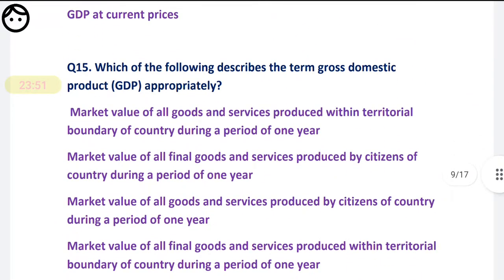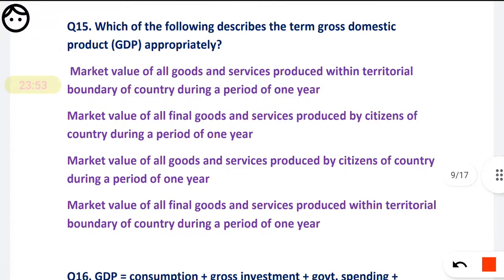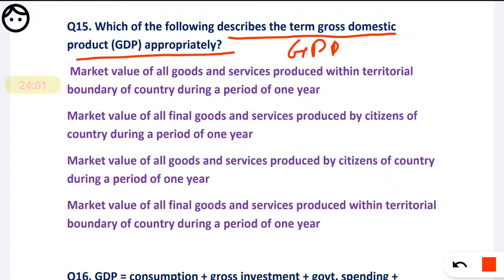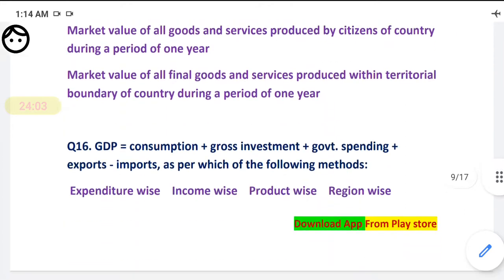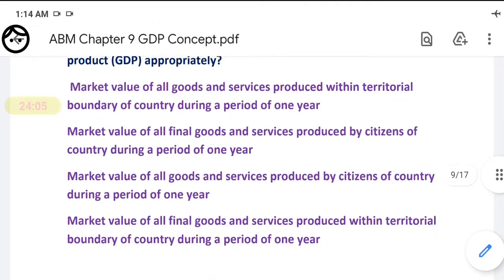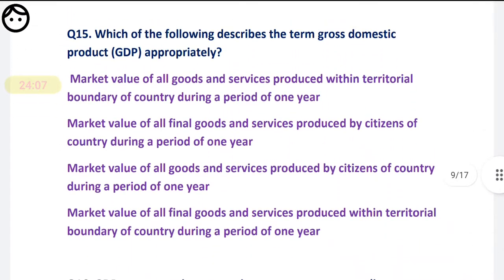Now question number 15. Yeah, this is a good question. Which of the following describes the term gross domestic product properly? So we have to find the GDP definition properly. Now see what they have given. They have given the 4 definitions. Out of that we have to choose the correct one.